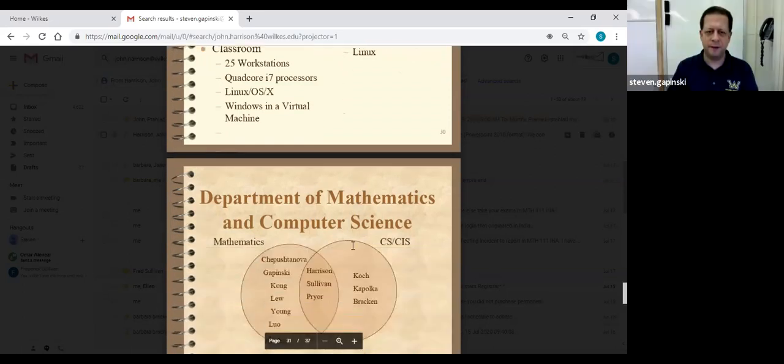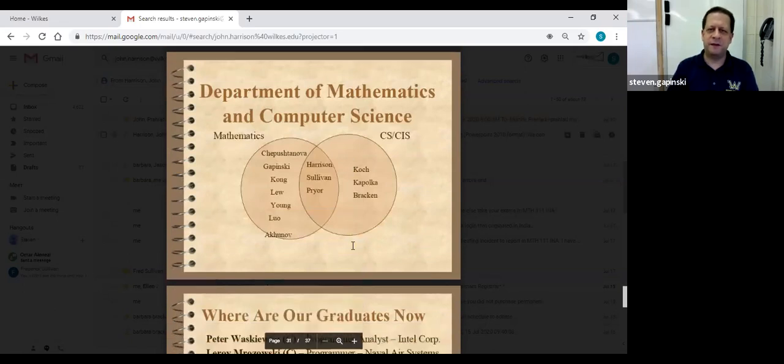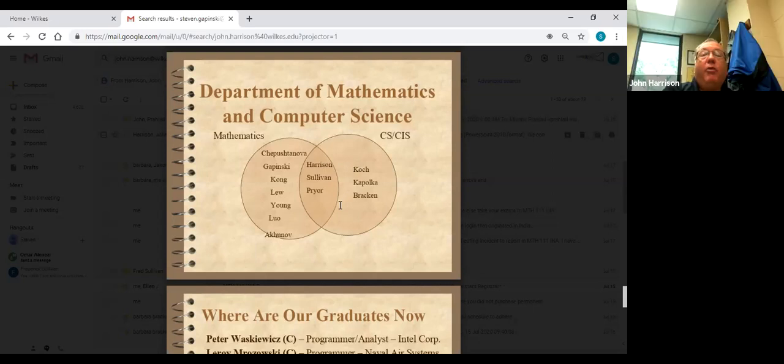Okay, so we'll take a look at what you see here, which is just a list of our current department faculty members. The math group is over here in this circle. The CIS is in the second circle, and you notice that there is an overlap in the middle, and one of the people in the overlap is in fact Dr. Harrison. As we've been saying all along, these two fields are very interconnected. As a matter of fact, you can see there are 3 current faculty members that have crossover between the 2 fields.